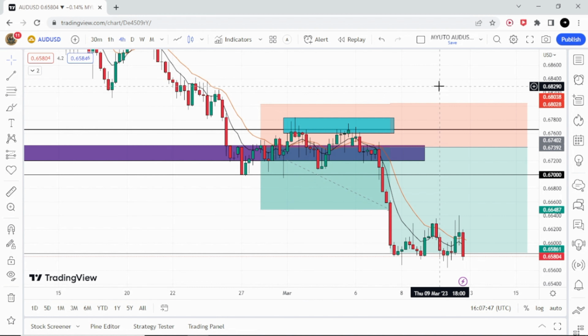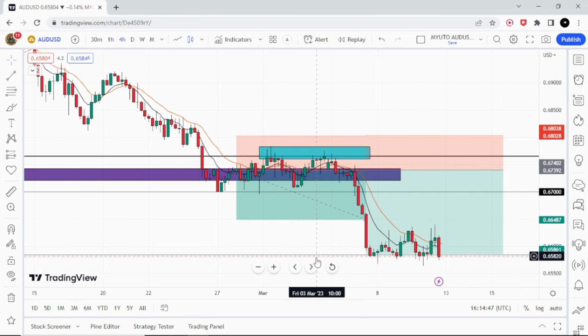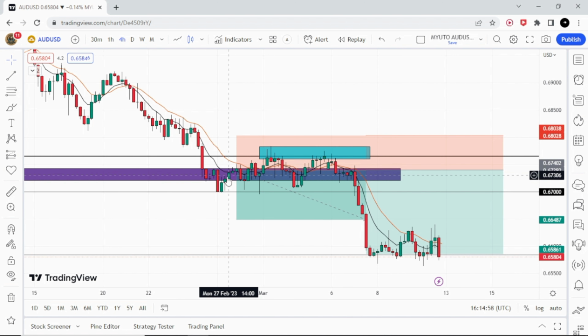Okay, like always, we're going to be analyzing the pairs that I trade. We begin with Aussie dollar. So last week on the 5th, that was Sunday, we were somewhere here. I entered my trade off this confluence level here.